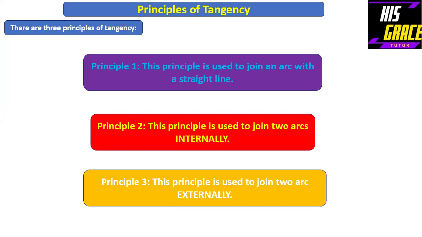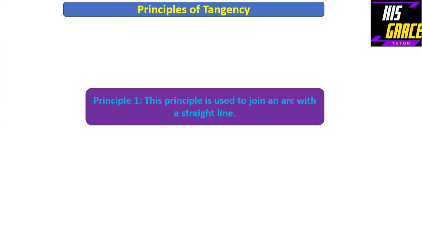We are going to dedicate a video to each of them. So we are starting with principle 1, which is used to join an arc with a straight line. As I said, we use principle 1 to join an arc with a straight line.